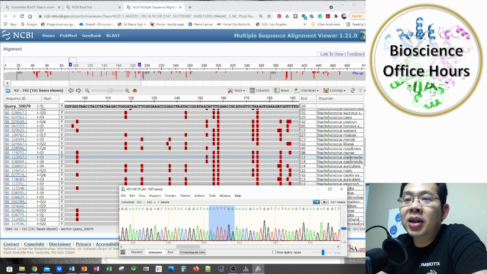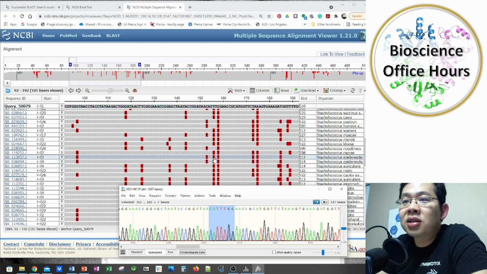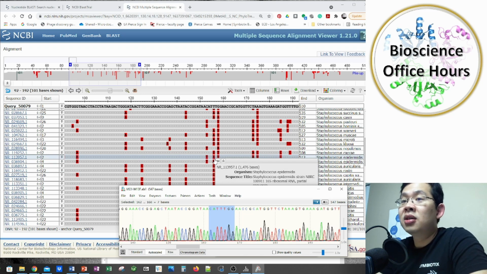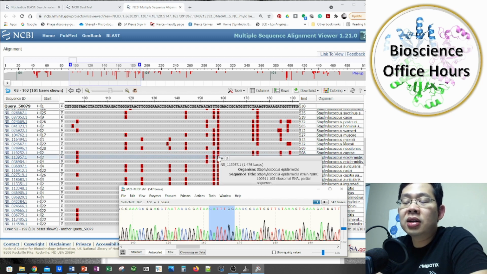Oh, Staph epidermidis here, there's also a difference in the T right here. Instead of T, the epidermidis has A. If you look at this T position, number 156, instead of T, Staph epidermidis has A. So definitely it's a little bit different from your Staph epidermidis. There's A over here, there's a T over there. So let's see whether that sequence is correct.